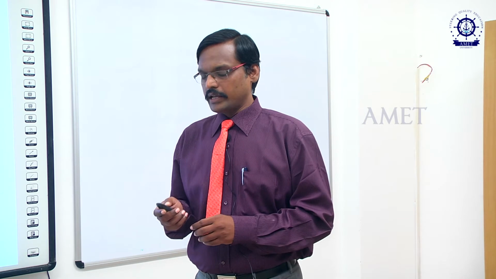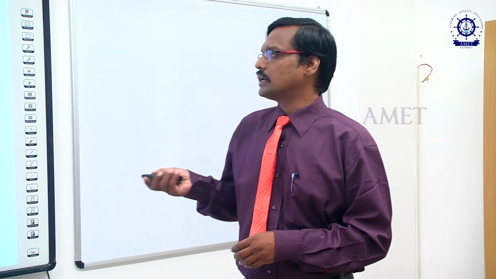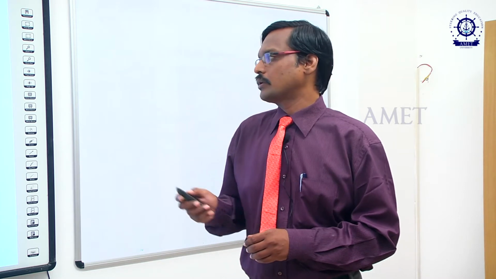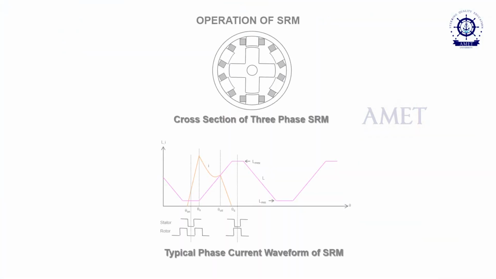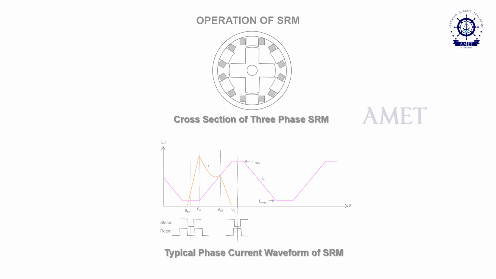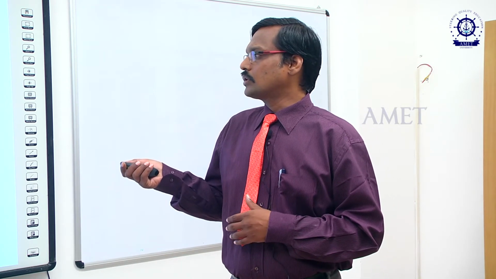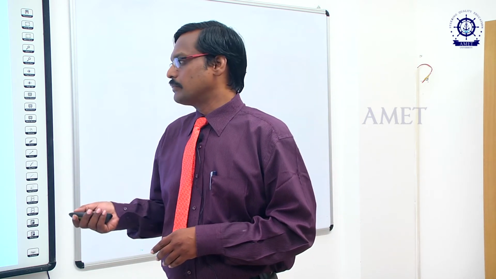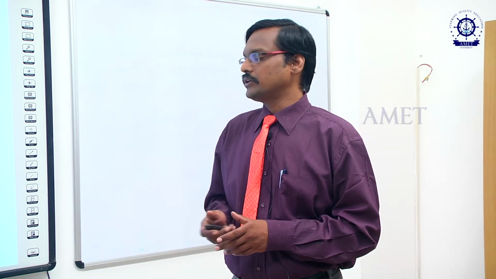Here I have considered a 3-phase winding, that is, 6 poles in the stator part and 4 poles in the rotor part. For this 3-phase winding, the inductance profile of this machine is always changing, like a triangular waveform. Whenever the rotor pole and stator pole are in unaligned position, the inductance value is minimum. Whenever the stator pole and rotor pole are in fully aligned position, the inductance value is maximum.